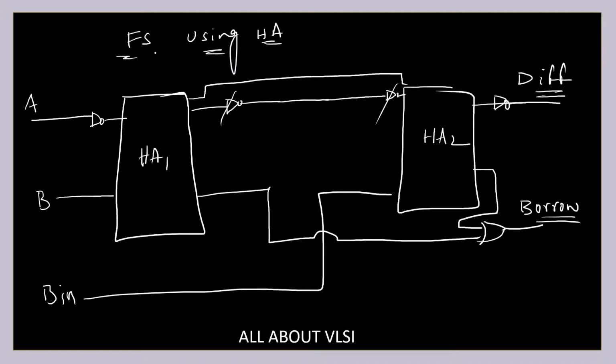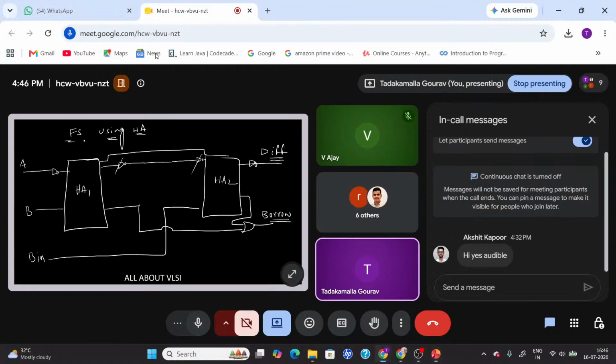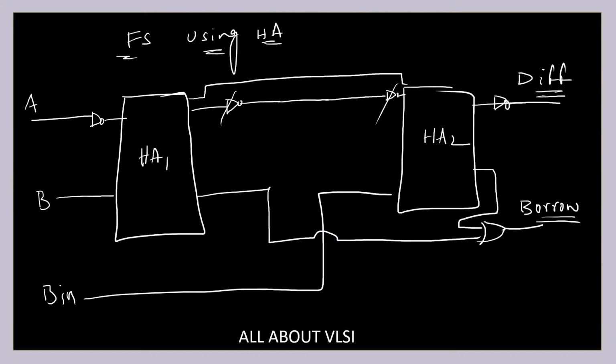Is it clear for everyone? Any doubts or any queries over here? Please look into this particular diagram and let me know, is it clear? Any queries or any doubts over here? Okay, I hope things are clear, right?